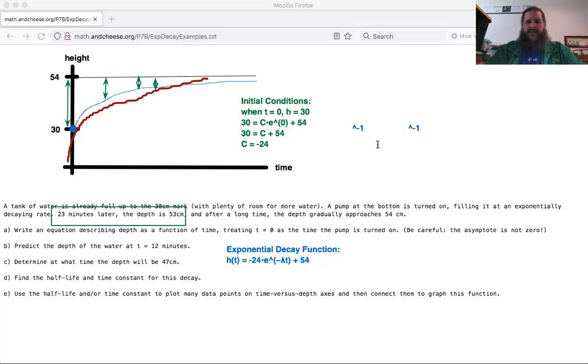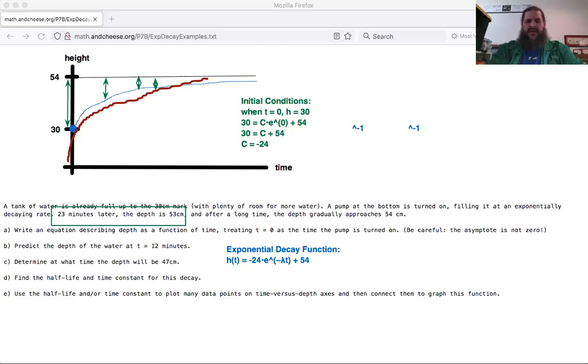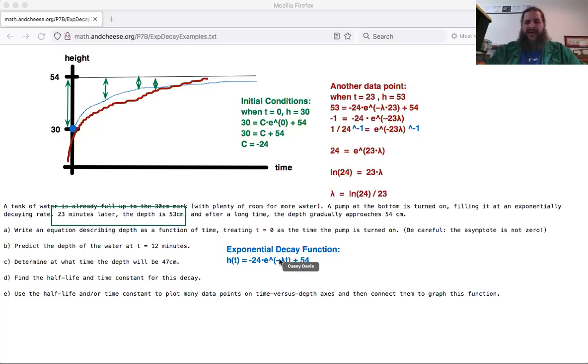Now we take the logarithm of both sides, natural logarithm. On the right side, logarithm and exponential functions cancel out, so we just get 23 times lambda. And then what's our last step here? Yeah, divide by 23. So lambda is logarithm of 24 divided by 23. And we can now fill that in to our exponential decay function. Negative t times logarithm of 24 over 23.